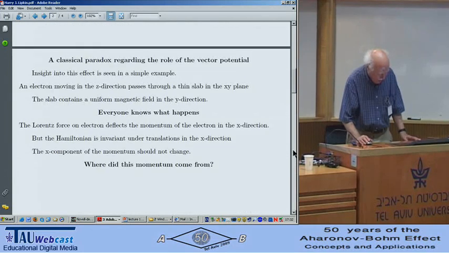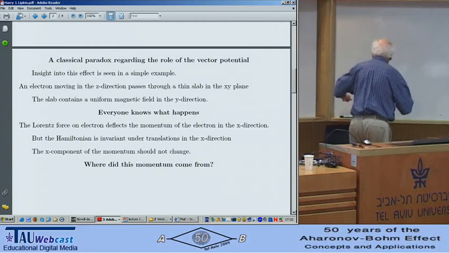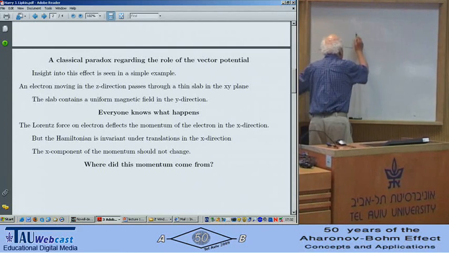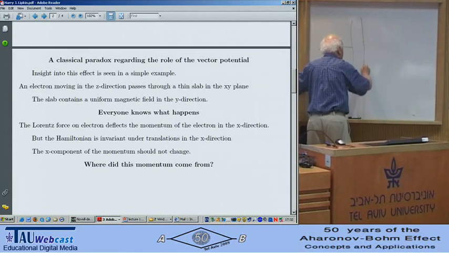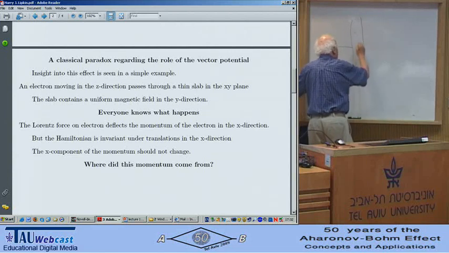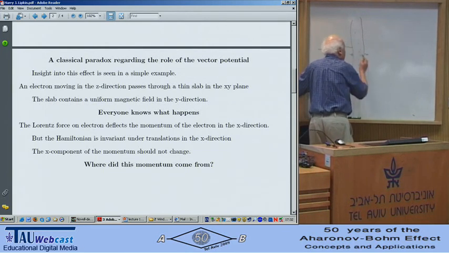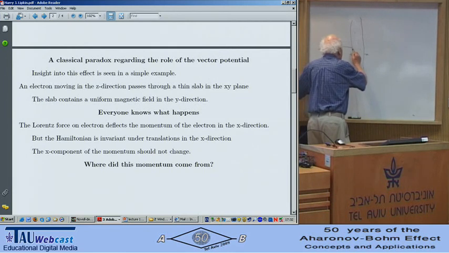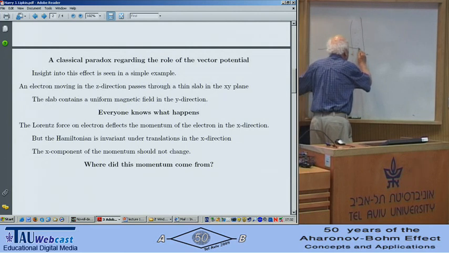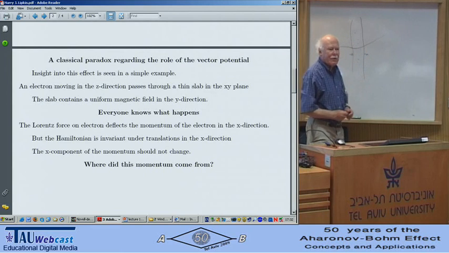I didn't draw the picture, but I think it's simple enough so you'll just see it. We have an electron coming in. These lines are supposed to be straight. There's a magnetic field perpendicular from z equals minus a to z equals plus a. And we all know what happens. The electron goes into the magnetic field, there's a Lorentz force, and it gets deflected.